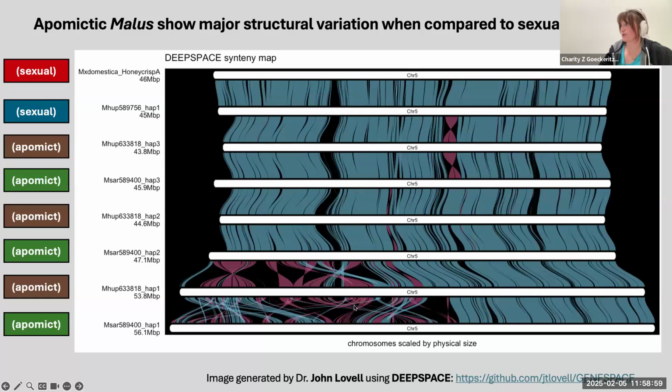So these two chromosomes, they have some synteny, but it's kind of like you look at it and you're like, where do I start with this? It's a mess. There's inversions relative to some of these sexual haplotypes. And even between the two apomicts, there's a lot of structural rearrangements. So something very interesting is going on.